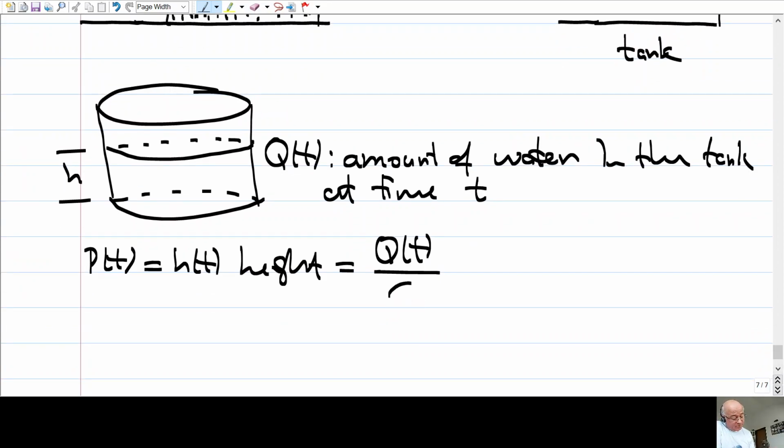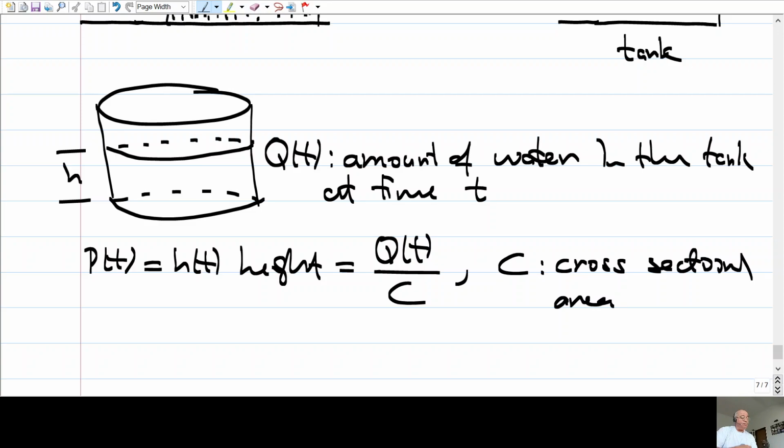And this cross-sectional area here is just our capacity, actually. Okay, C, let's say C is the cross-sectional area. So water flow is like electric flow. QT is, in our case, the amount of water in the tank. PT is the pressure at the bottom of the tank, and that is nothing but the amount of water in the tank divided by the cross-sectional area.